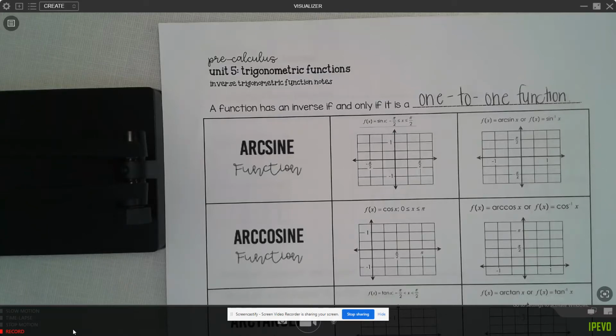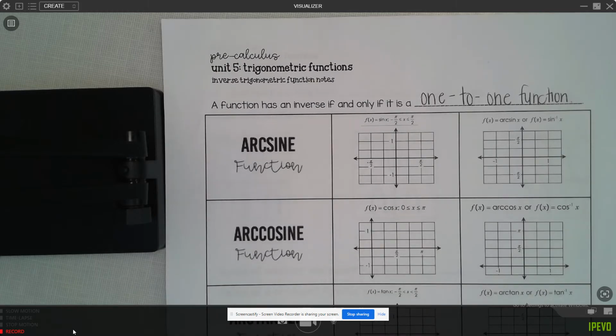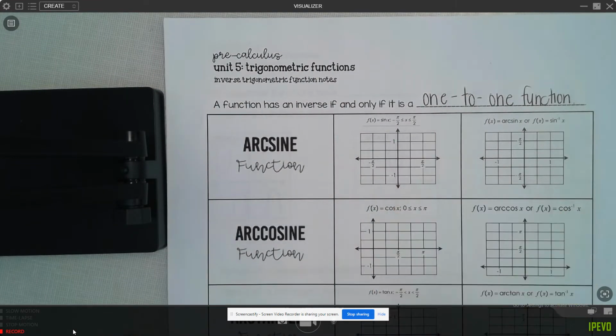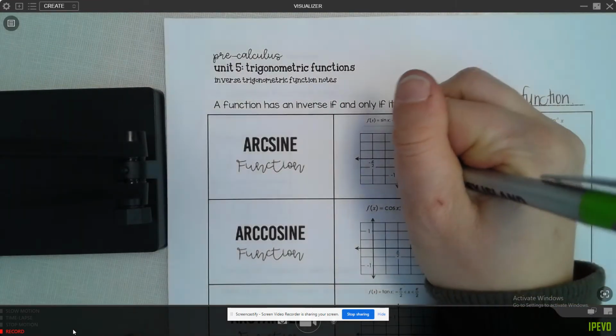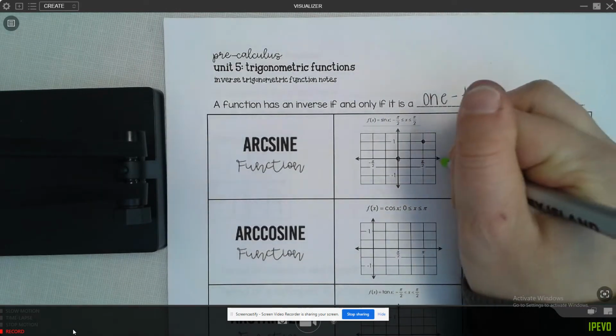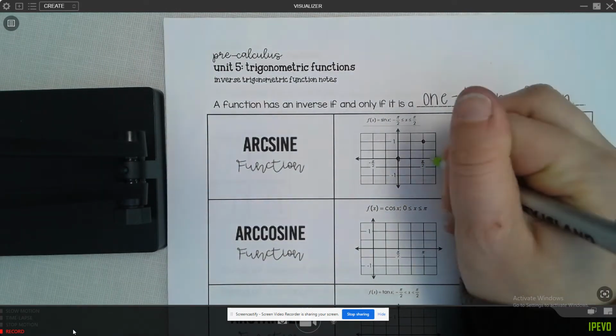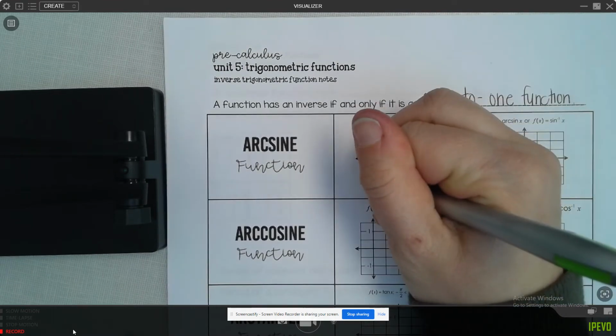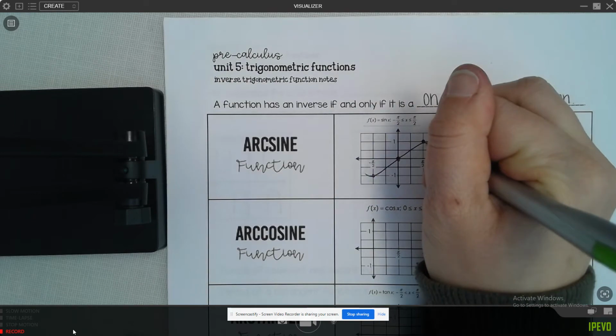Okay, so this is our Unit 5 inverse trigonometric functions notes. Remember, a function has an inverse if and only if it's a one-to-one function, so it passes both the vertical and the horizontal line test. If I am graphing sine of x from negative pi over 2 to pi over 2, remember our cheats are 0, max, 0, min, 0, but I don't want to go past here, so it's going to look like this. Okay, so I'm going to have that function.